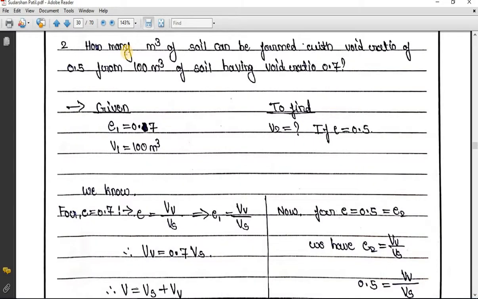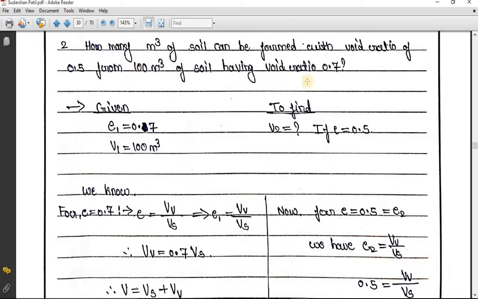You can see over here I have identified a problem from a competitive exam, which was asked in GATE also and in many of the competitive exams. Similar type of problems, not the same problem. So you can see: how many meter cube of soil can be formed with void ratio of 0.5 from 100 meter cube of soil having void ratio 0.7. Let us understand the problem first.